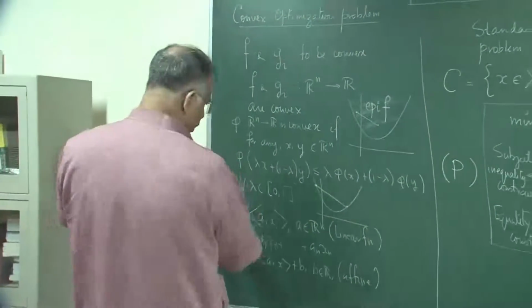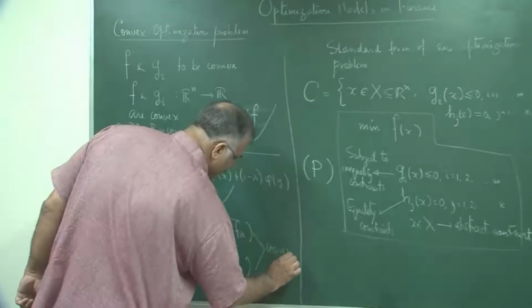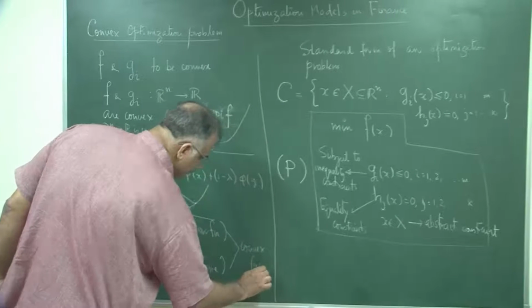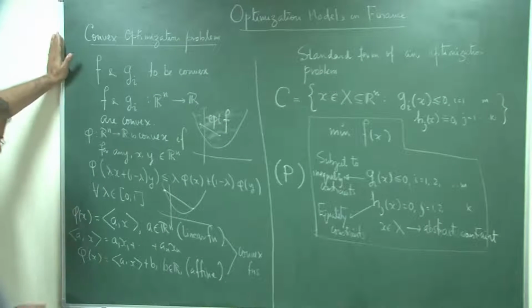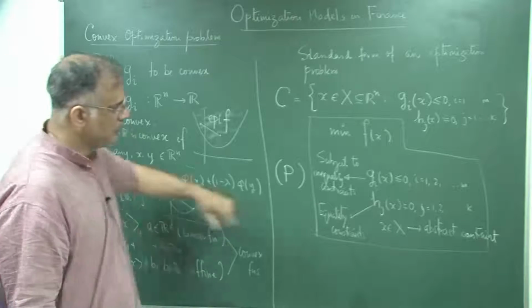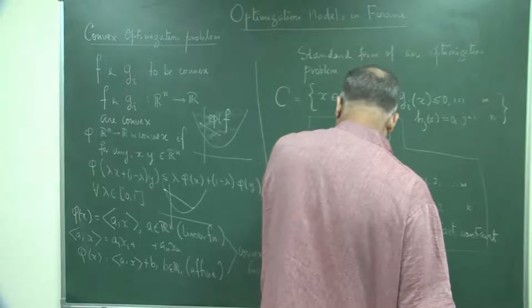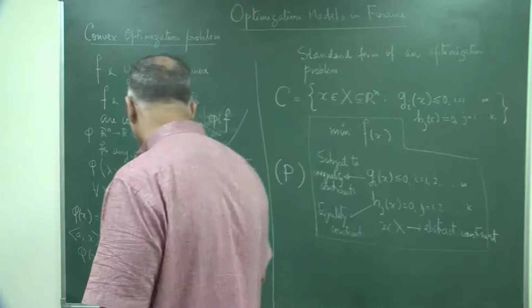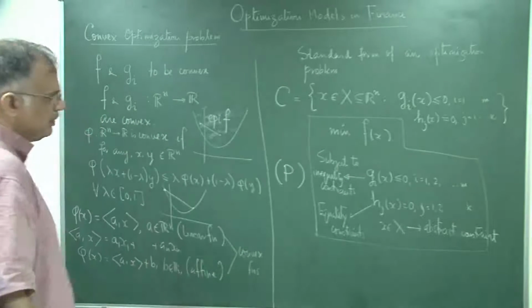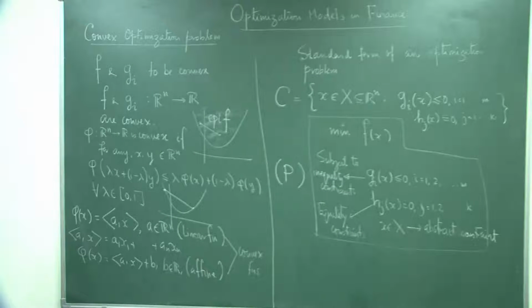Another, so these two functions are also examples of convex functions, a special class of convex functions. So if the function f is convex, the gi's are convex, the hj(x) are affine, since these equality constraints have to be affine, and this is a closed convex set or just a convex set, then we call this problem a convex optimization problem.